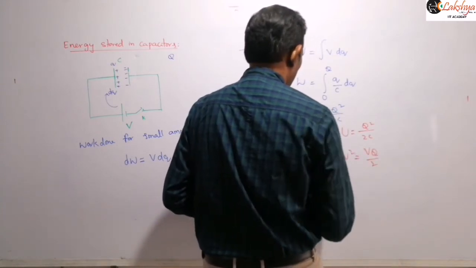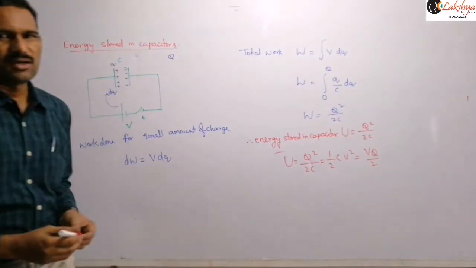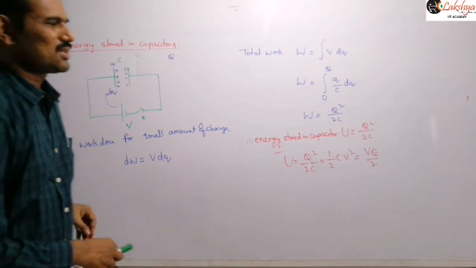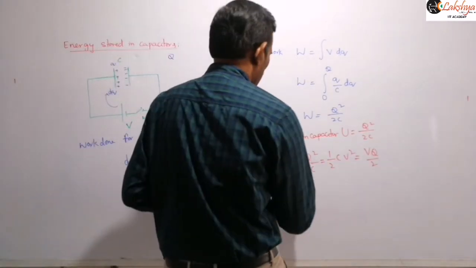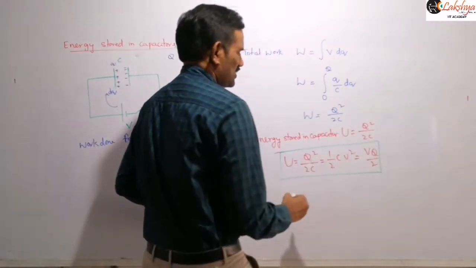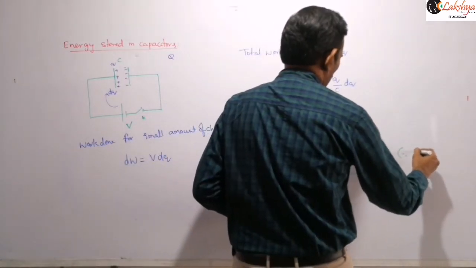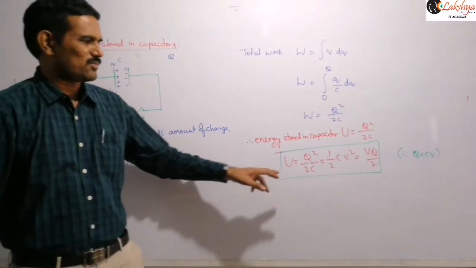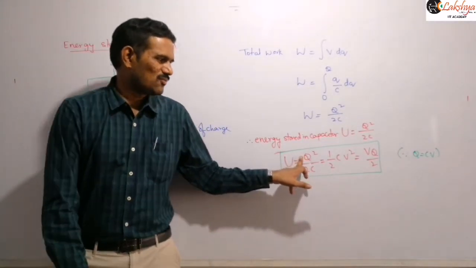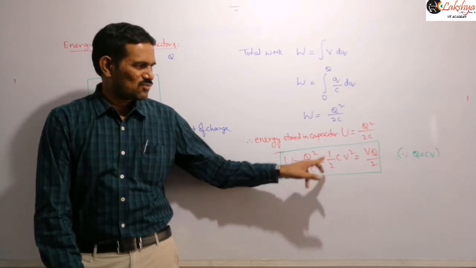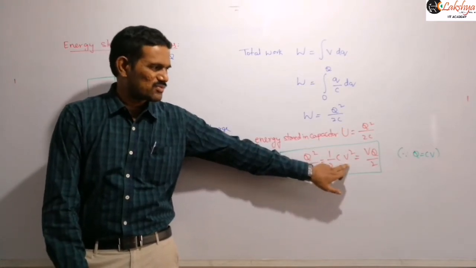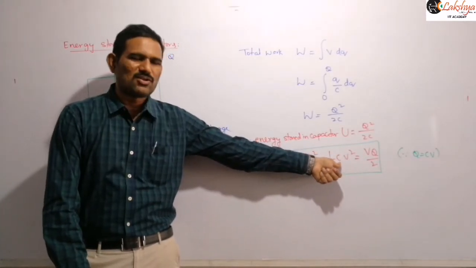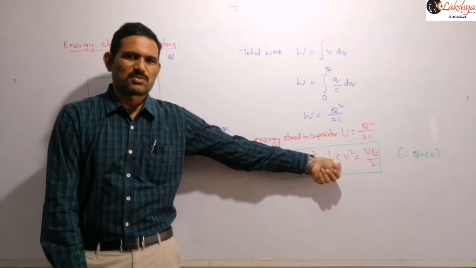By using our simple relation Q is equal to CV, the capacitance definition, you can write these expressions. Just by using that relation, you can convert this into different forms. If you substitute Q is equal to CV, then C square V square by 2C you will get, then one C cancels, so half CV square you will get, right? And similarly, if you eliminate the C value, we know C can be written as the ratio of charge to potential, Q by V.